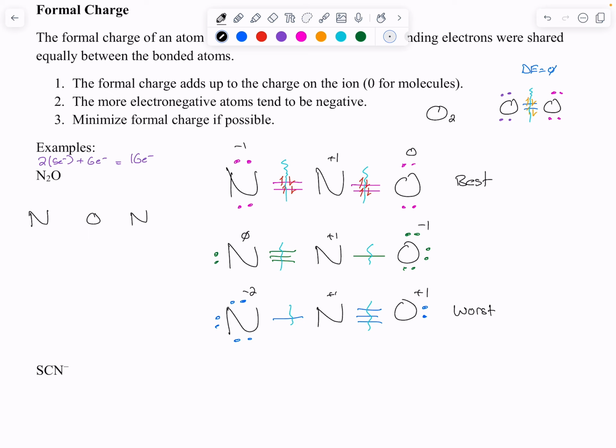What if we'd done it over here this way? 2, 4, 6, 8, 10, 12, 14, 16. You hit the double bond. It probably wouldn't have mattered what you did. But formally, we'd have 1, 2, 3, 4, 5, 6. Formally, this is minus 1 and minus 1. And oxygen, 1, 2, 3, 4, has 4, brought in 6. It's plus 2. That's really bad. That's the most electronegative element being plus 2. That's why the least electronegative element is typically the central atom.